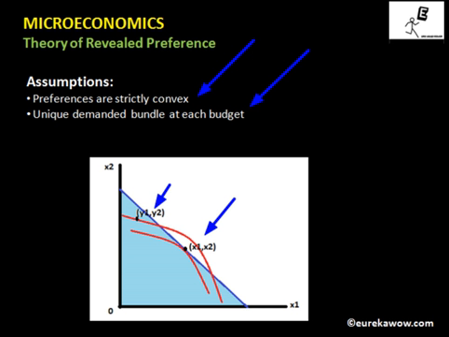As a result, there is no incentive for the consumer to choose the bundle x1, x2. Therefore, throughout our discussion on the theory of revealed preference, we are going to assume that the preferences are strictly convex. However, we will also be assuming that there is a unique demanded bundle at each budget. So whatever be the income of the individual, there will be only one bundle which will be unique and which will be demanded by the consumer.